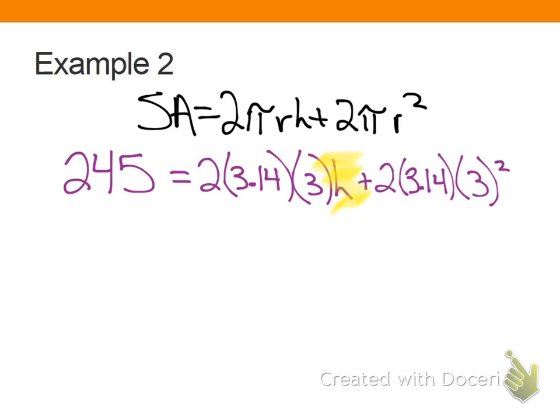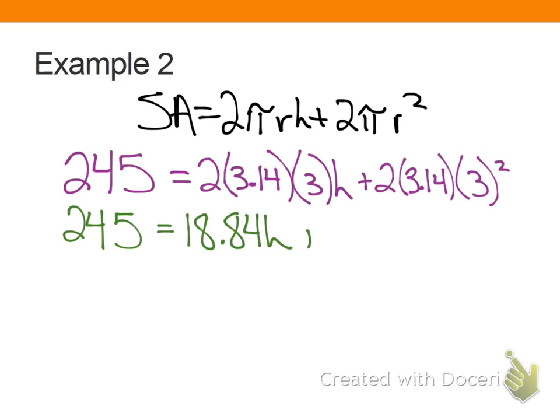Well, let me ask you this. Is there anything I can simplify? There's plenty that I can simplify. So go ahead and multiply the numbers that you can. 2 times 3.14 times 3. And then still keep the h connected to that number. Just simplify the multiplication part. All right, what'd you get? 18.84 plus H. You don't forget your h, plus.